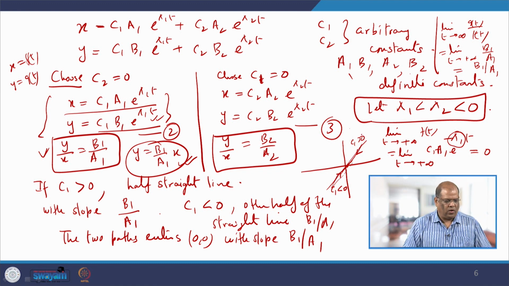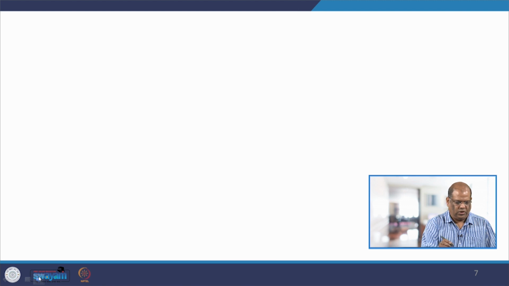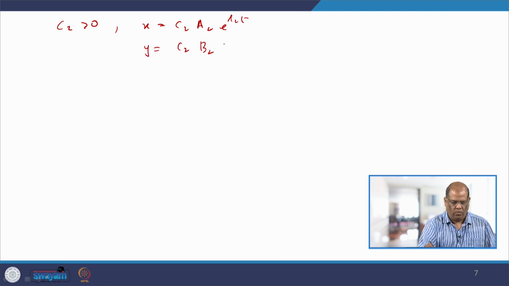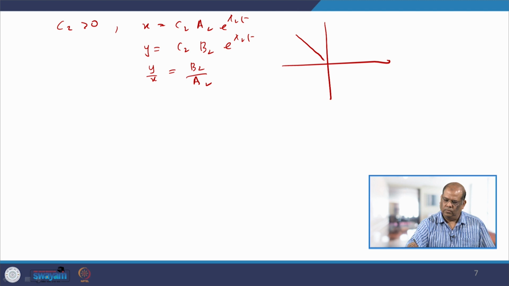The same thing holds for C2. If your C2 is greater than 0, in that particular case you will get x equal to C2 A2 e to the power lambda 2 t, y equal to C2 B2 e to the power lambda 2 t, and your y by x equal to B2 by A2. So, if C2 is greater than 0, you get a half line, and if C2 is less than 0, you get another half of the line. Both are approaching and entering the equilibrium point (0, 0).